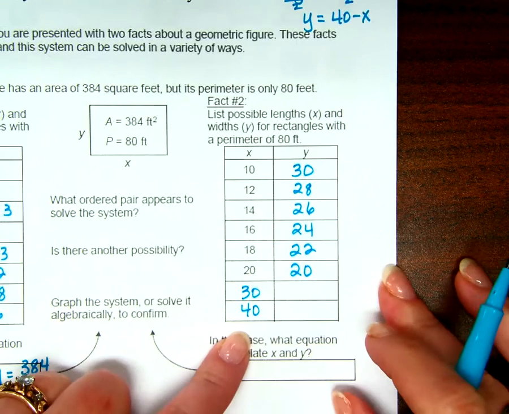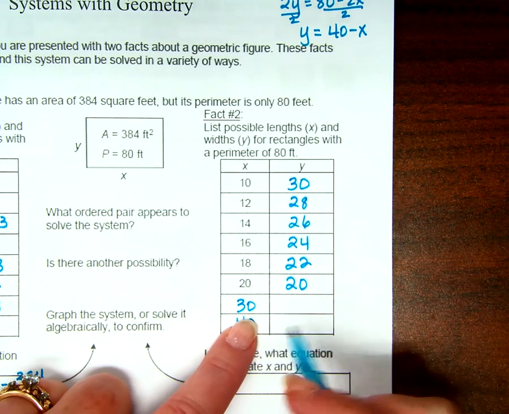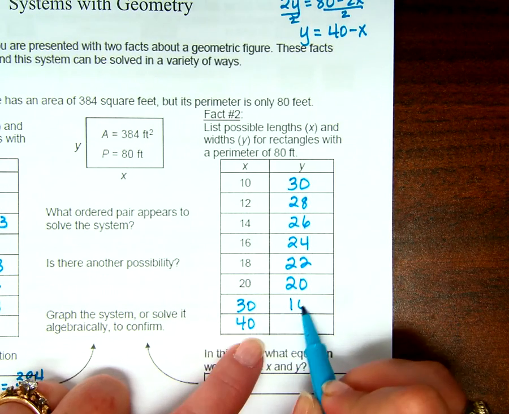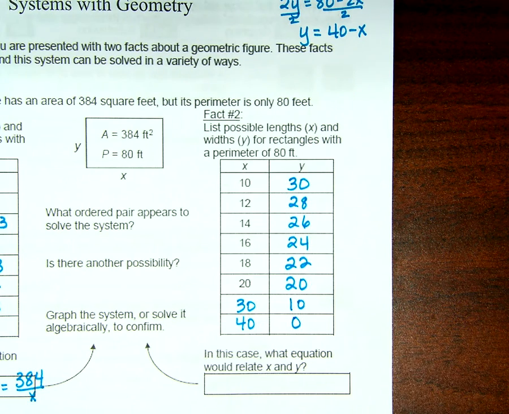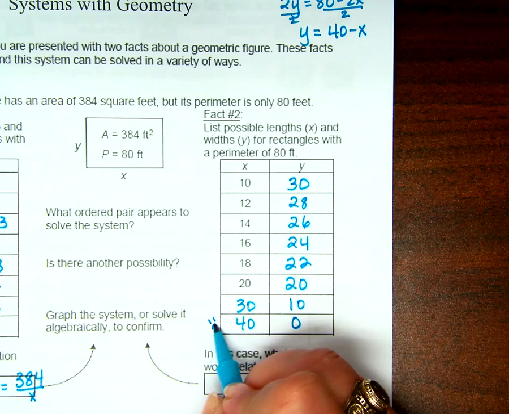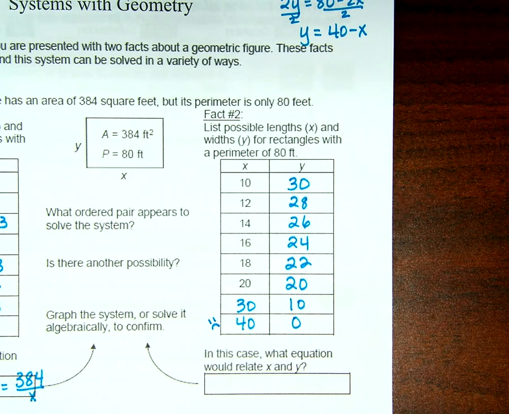It's going to make it pretty interesting though, isn't it? Because if it's 30, what do we get? 10. And if it's 40? Uh-oh. Is that a rectangle anymore? No, it's not, is it? Okay. So, I mean, that's a frowny face right there.